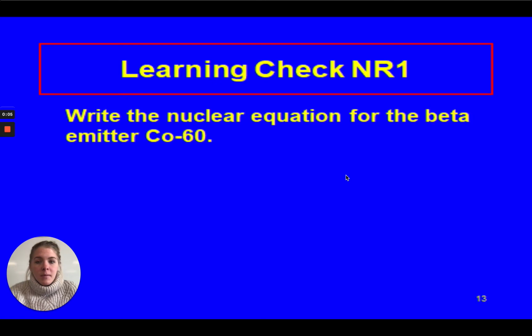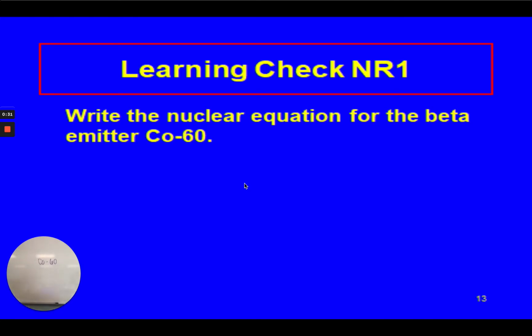So the first question we're going to go over is: write the nuclear equation for the beta emitter Co-60. So what is Co? Co is cobalt, cobalt-60, and 60 is going to be our atomic mass in this situation. Let me zoom us in here a little bit. I'll get a little bit closer to the board. Okay, so we have Co-60 is what we're starting with.